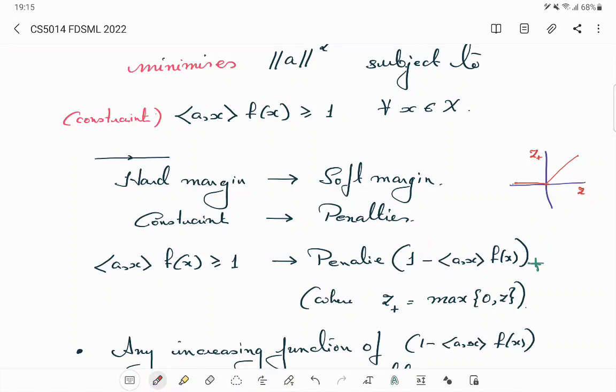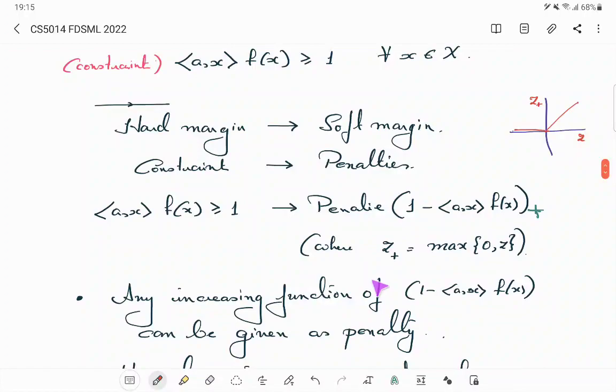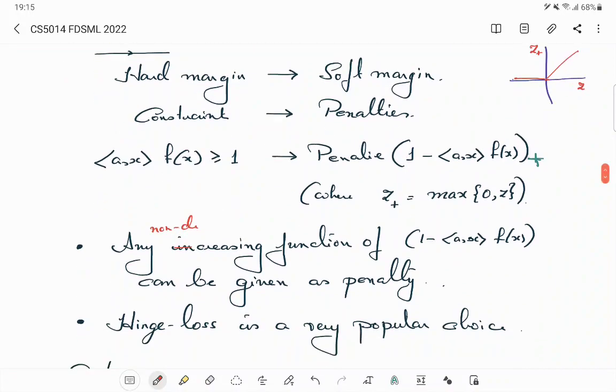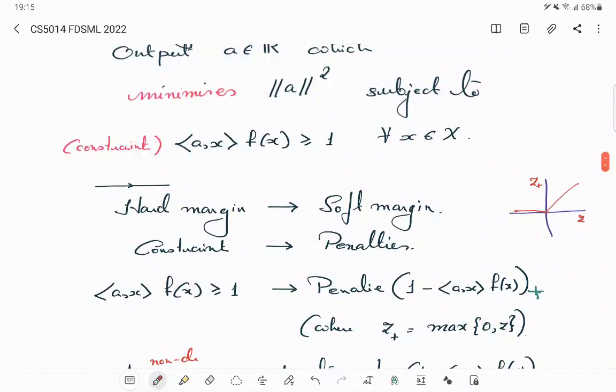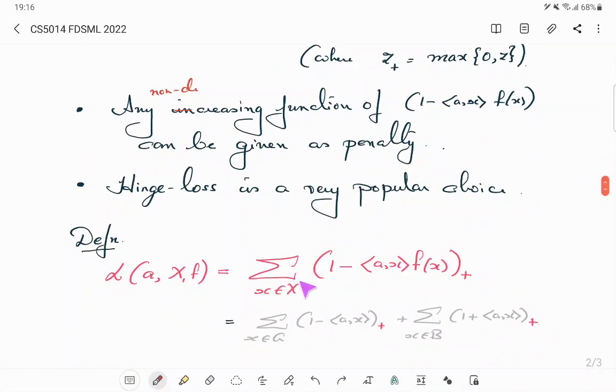If you are seeing this for the first time, please pause and try to internalize what this penalty means. Technically speaking, you can use any non-decreasing function of this quantity as your penalty, but most of the time we will just use this directly. By the way, remember this is for one x, but this constraint is for all x, so we have to check this for all x, which means we are going to add up all these penalties.